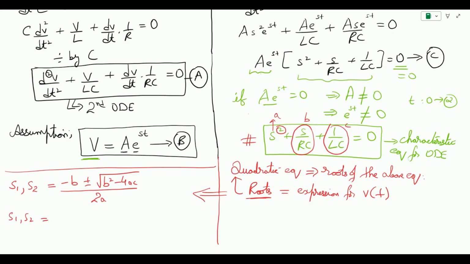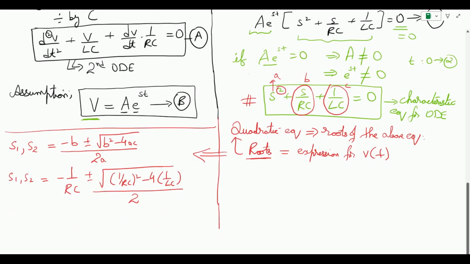Now if we use this equation and find the roots, we can say that S1 and S2 will be minus 1 by RC plus minus the square root of 1 by RC whole square minus 4 into C, which is 1 by LC, divided by 2 into A, where A is the value we have taken to be 1. So this is the equation that we are getting for the roots.